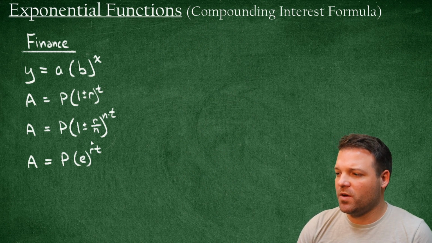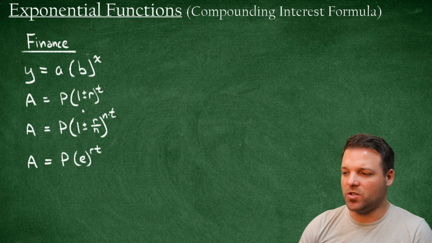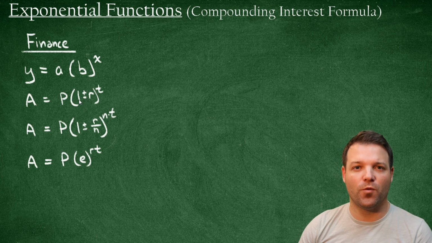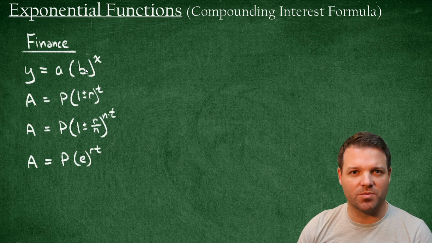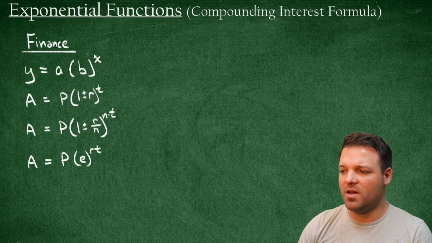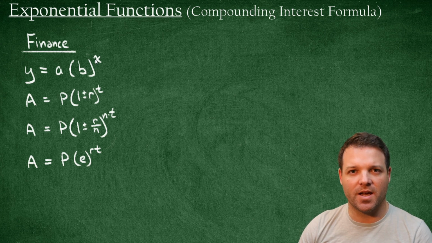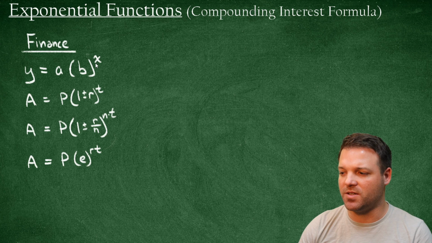Okay, so as far as the finance world goes, we have some main formulas here to talk about. And of course, these are all based off of our standard exponential formula of y is equal to a, some kind of starting point, times b, the base, in which case that's our rate that we're multiplying by, all to the power of x. In the finance world, typically this x is going to stand for time, as we'll see here in a second.